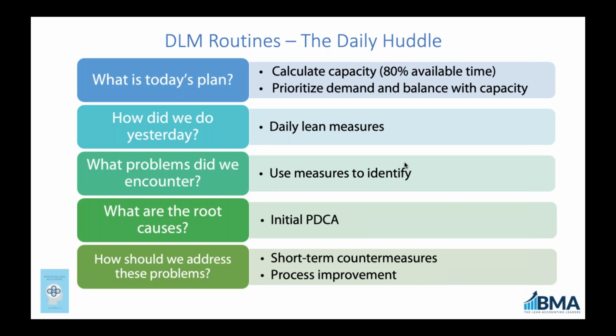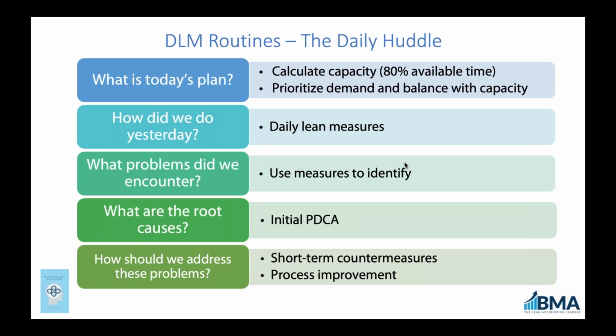How did we do? Those are the daily lean measurements. Okay, and you look at how we did yesterday. Did we complete all the work, schedule attainment? What were the defects? And by reviewing the measures, they tell you the problems and issues that you encountered. From there, you do an initial root cause analysis. Why do we think these problems occurred? We're not necessarily trying to solve that problem. We just want us to understand, what do we think the cause is?